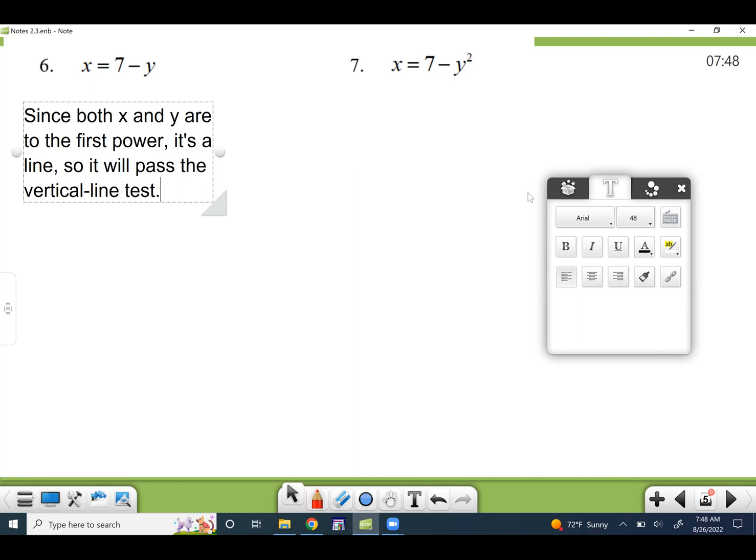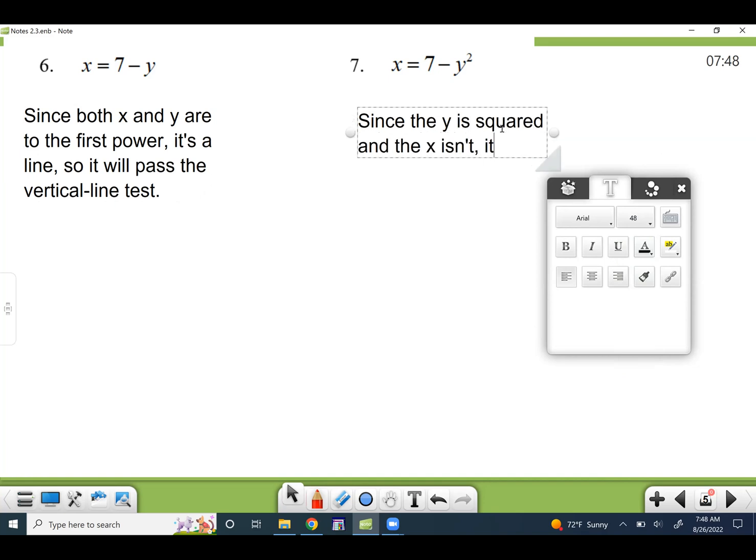Over here, we can see that the y is being squared and the x is not. Sideways parabola. I don't know why I went smaller font on this. I have plenty of space, you guys. I'll keep it big. Okay. Since the y is squared and the x isn't, it's a sideways parabola, so it will not pass vertical.